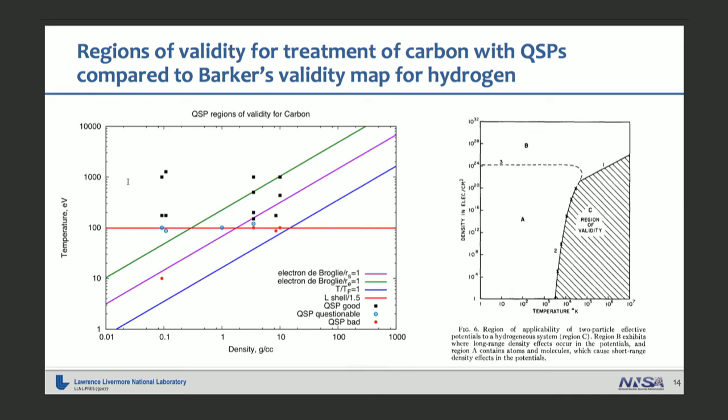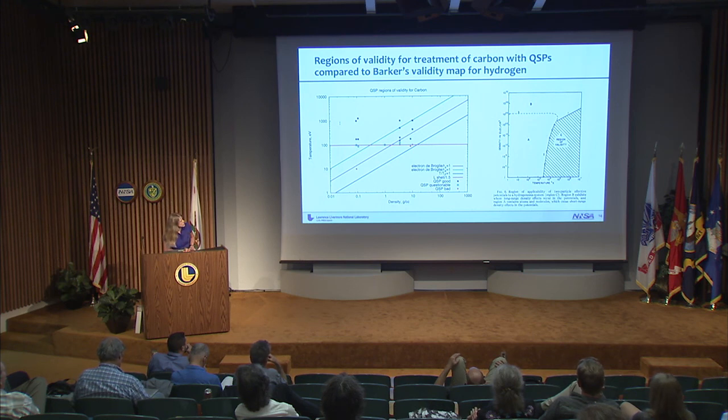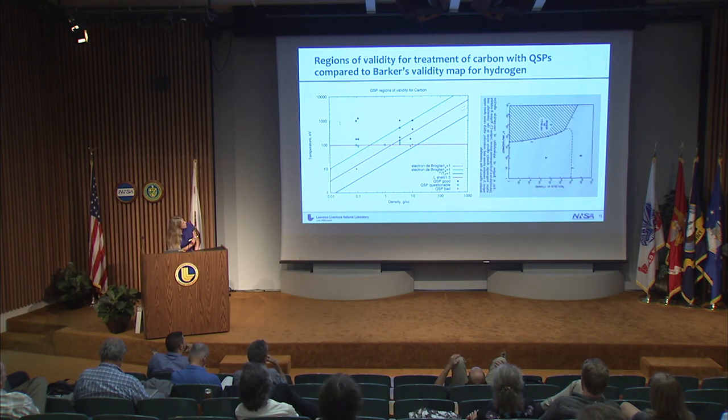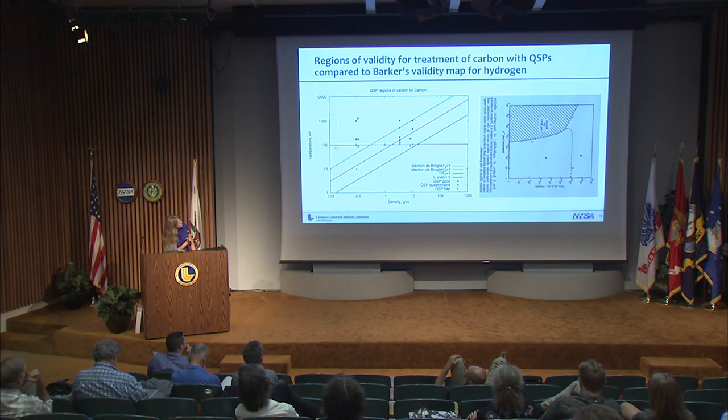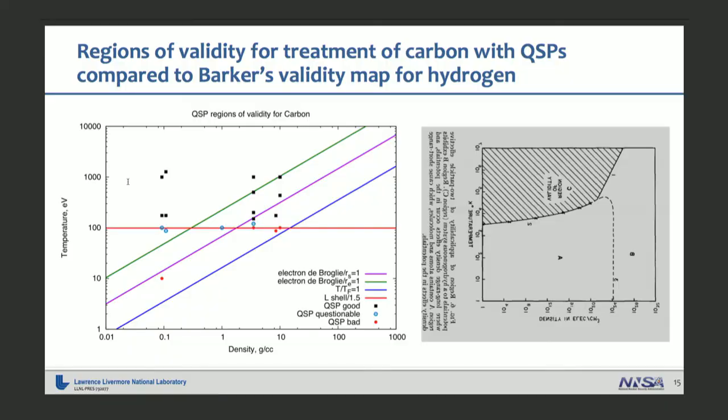I am running short of time, but the main thing that I think I determined here was that Barker's validity plot actually looks very much like the validity plot that I've constructed. So I'm just going to go forward one slide. The points I'm showing here are simulations that I did that I determined did not fail, which are the black squares. This red line corresponds to the L shell ionization energy divided by 3/2. The blue points are calculations that I did that were close to the line and looked questionable, and the red ones were obvious failures.